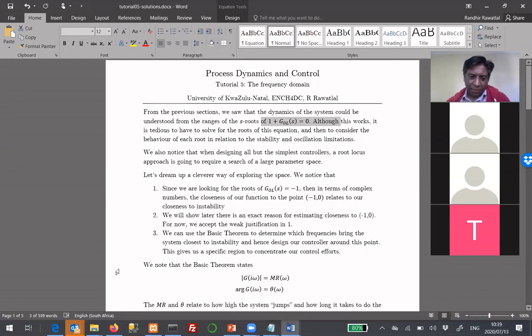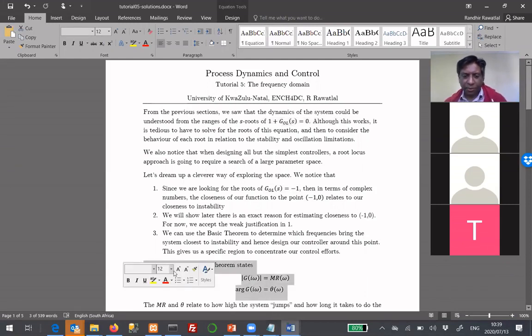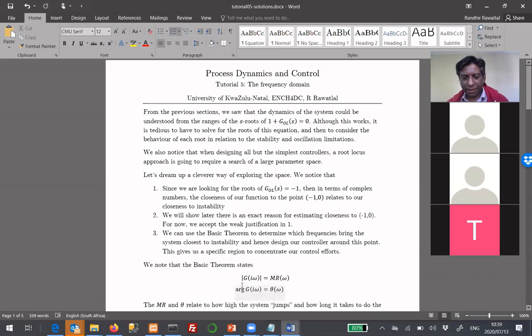And you'll notice in the notes also, the basic theorem gives us that if we take the magnitude of S equals i omega in our transfer function, then we get the magnitude ratio, and then the argument of the same function, that's the phase angle.